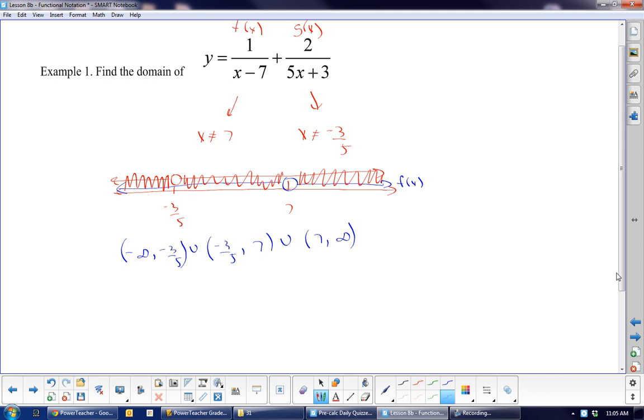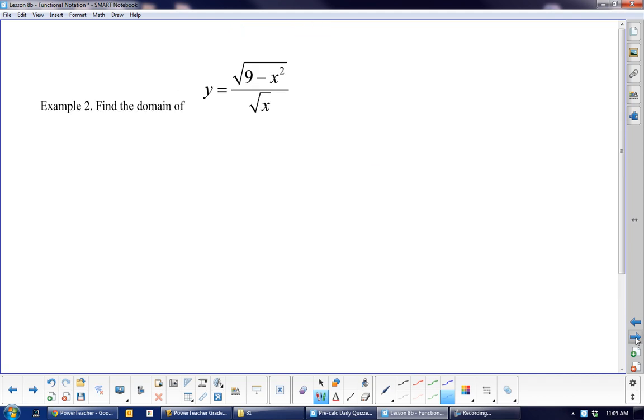Okay, let's do a couple more so you can really see how this works. Okay, so this would be like f of x over g of x. So for f of x, let's just talk about it. That is root 9 minus x squared.